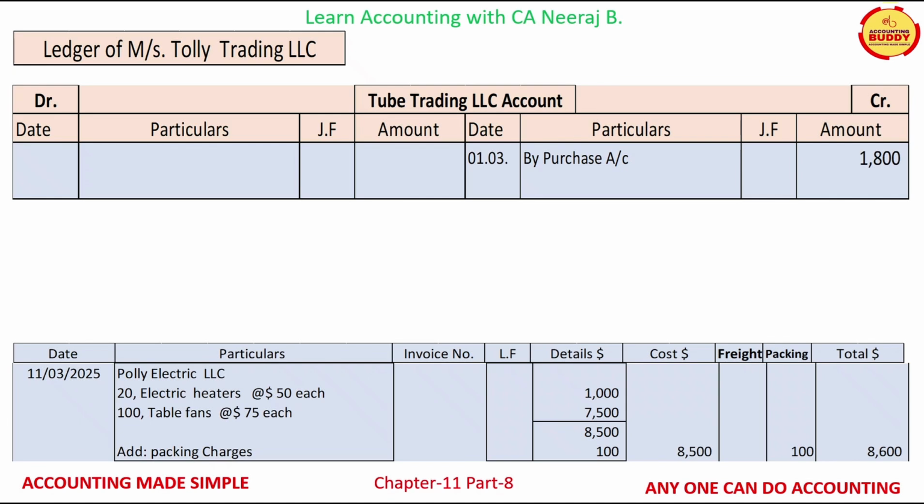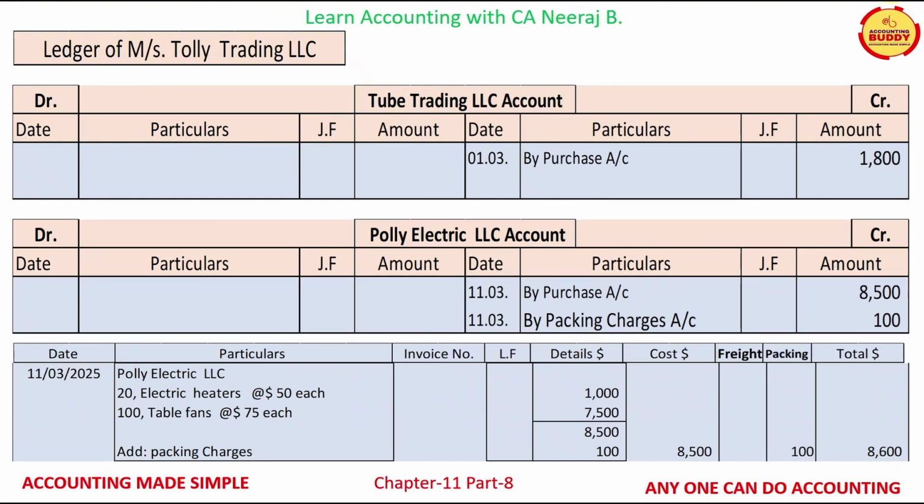This purchase transaction will be posted to the supplier account of Poly Electric LLC. The entry will be posted on the date of the transaction, that is 11th March 25, on the credit side of the account of Poly Electric LLC by writing the words "by purchase account" for $8,500 and by writing "by packing charges account" for $100.